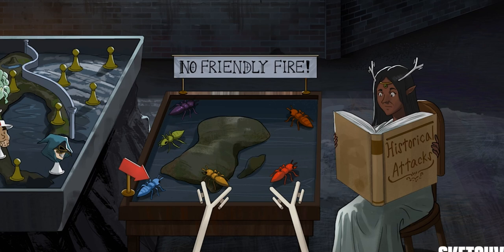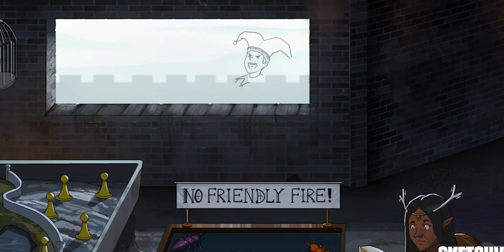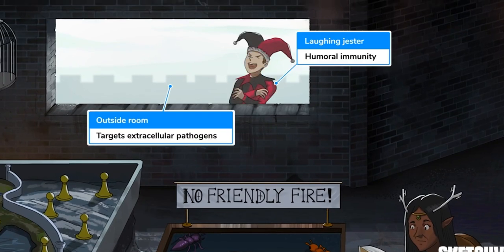You might be starting to get the sense that the adaptive immune system is a little more complicated than the innate immune system. So to dive a little further in, we'll split it into two further branches: humoral and cell-mediated immunity. Humoral immunity, symbolized with this humorous jester, targets extracellular pathogens, which is why the jester is outside the war room. Also because he told one too many jokes and they kicked him out.